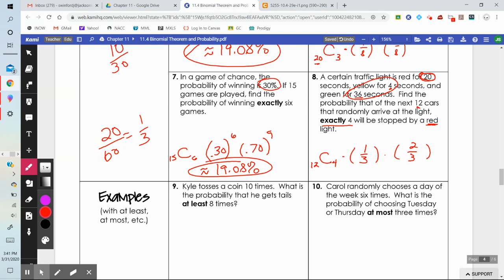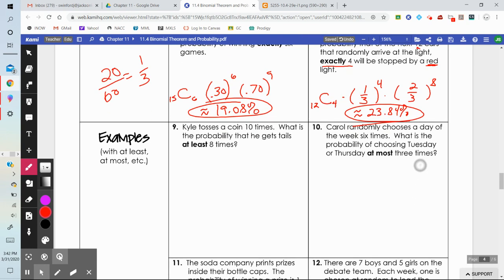So again, success, failure. What's the probability that we have 4 successes? That means red light 4 times, green light or yellow light 8 times. We multiply all those 3 things together, and we get about a 23.84% chance of exactly 4 cars being stopped. Number 9.